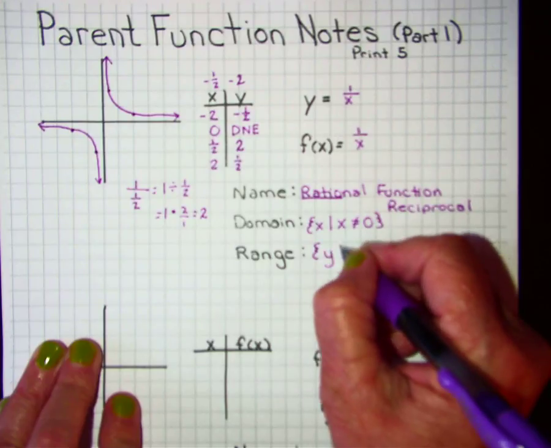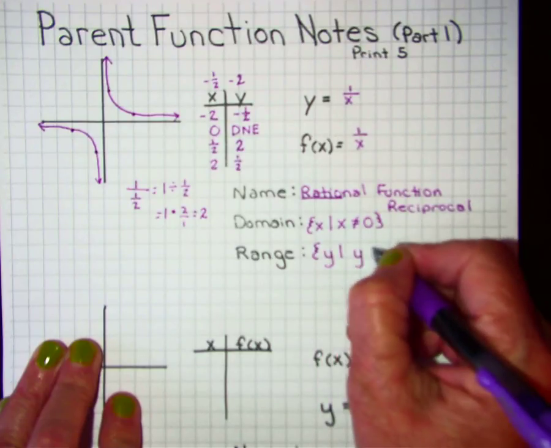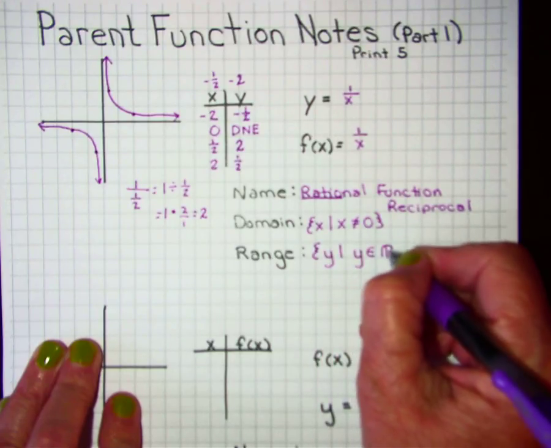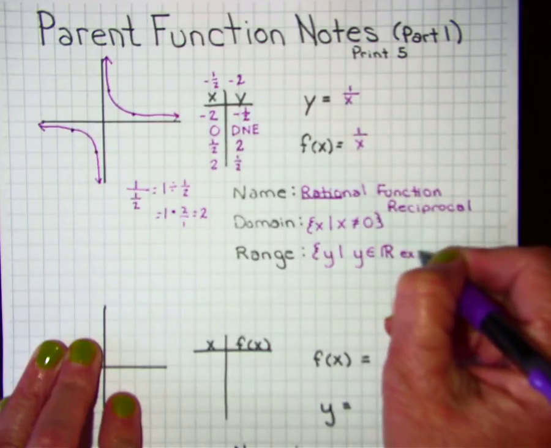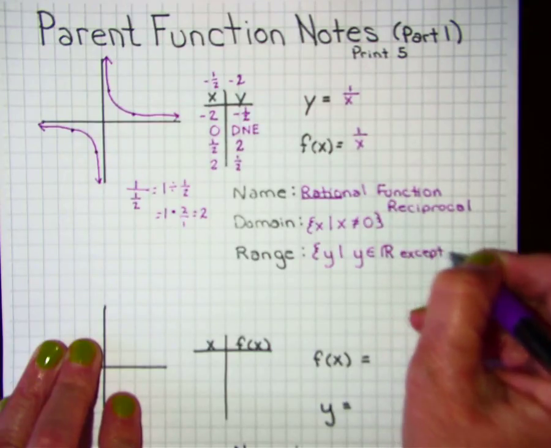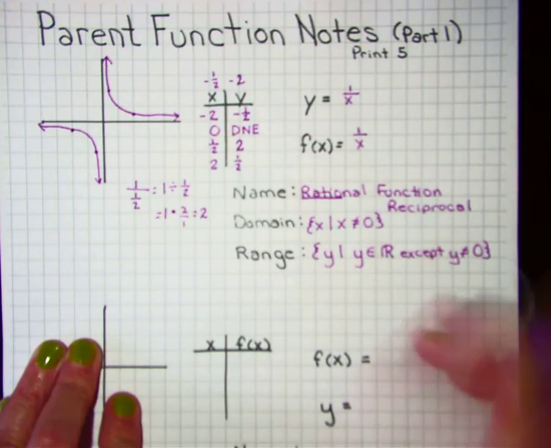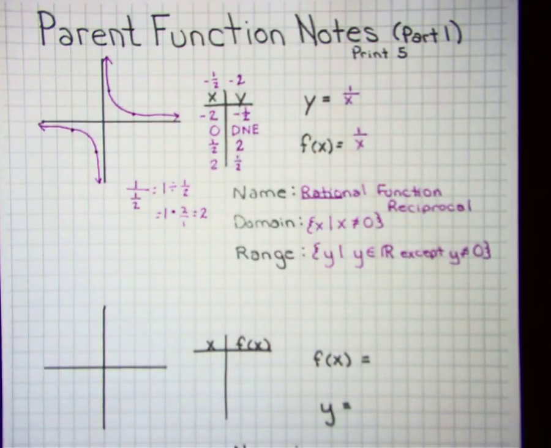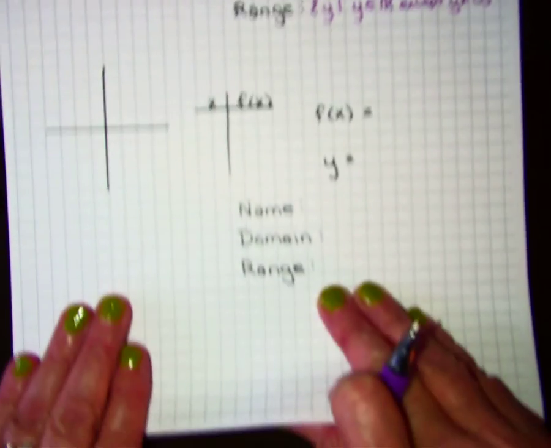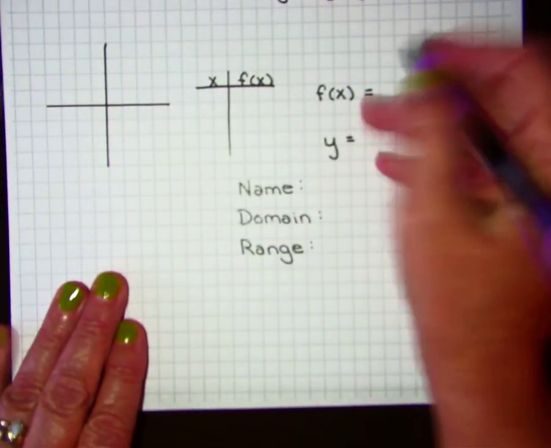This way. Y such that y is an element of all real numbers except y does not equal 0. So you can write it several different ways. Okay? And our last function that I want to go over is the radical square function, which is similar to that one, with one important difference.